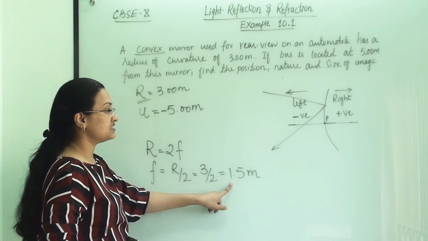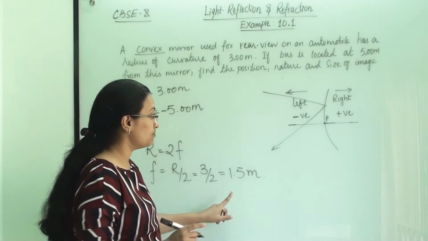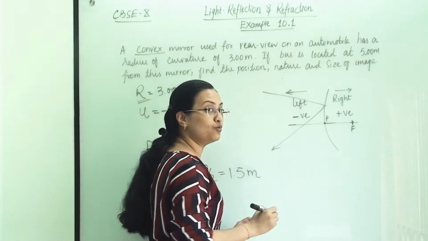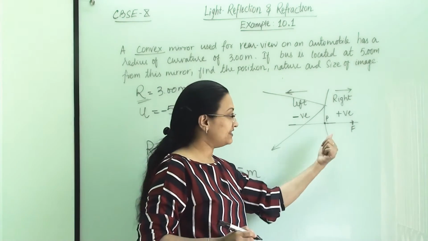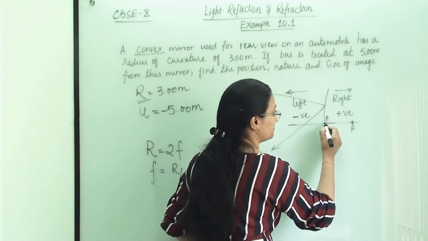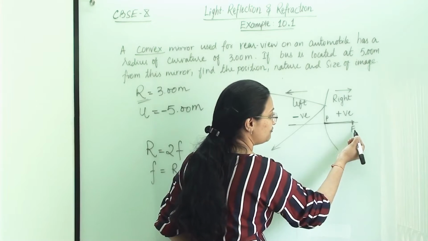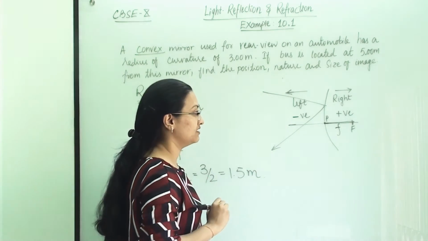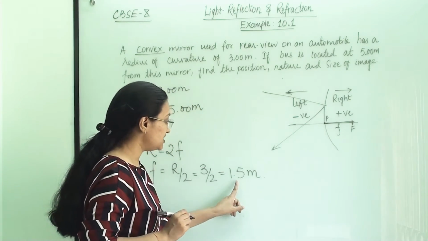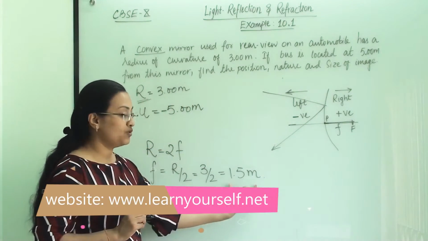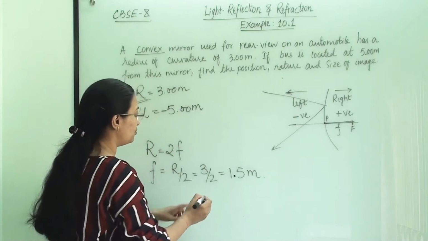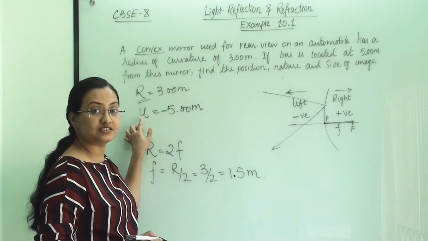This distance is going to be positive. Why? Because this is a convex mirror, and the focus point of the mirror lies behind the mirror, which is towards the positive side. The distance between pole P and focus point is known as the focal length, and since this is a convex mirror, it lies behind the mirror. So the focal length is positive, that is 1.5 meter. Now we know the focal length and the distance of the object.